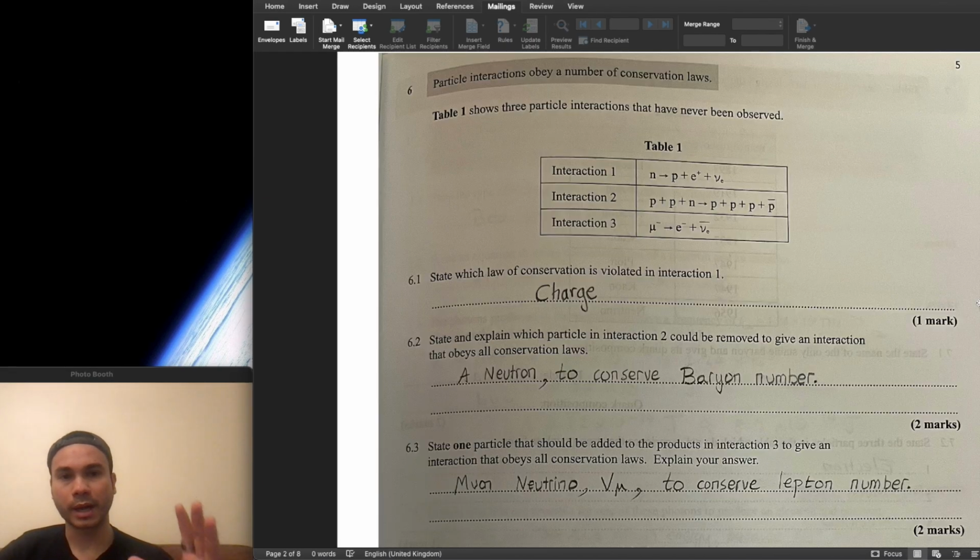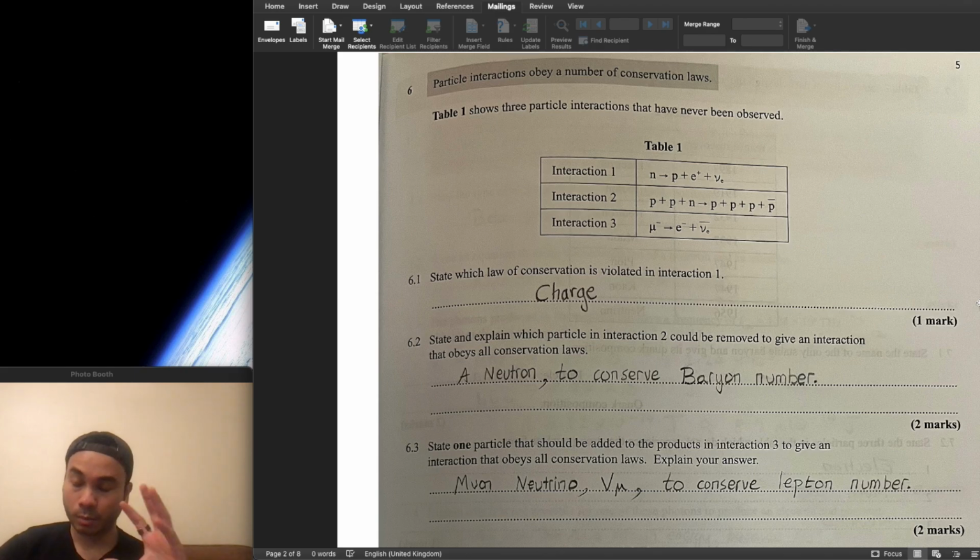Okay, so let's move on now to the non-multiple choice questions, so you have an idea of the style of questions that they can ask you. State which law of conservation is violated in interaction 1. Again, this is getting us to practice the laws of conservation. Let's look at the baryon numbers. We have a baryon number of 1 on the left because it's a neutron, and a baryon number of 1 on the right for the proton. They're both baryons.